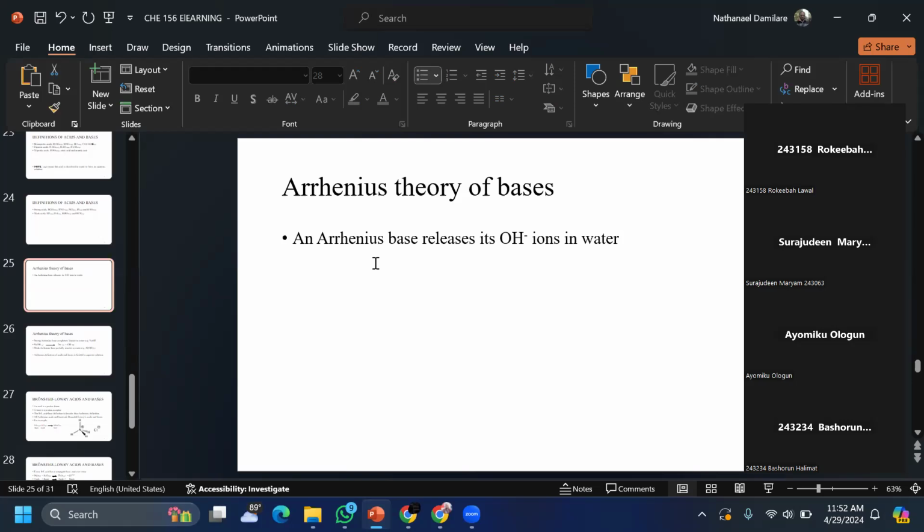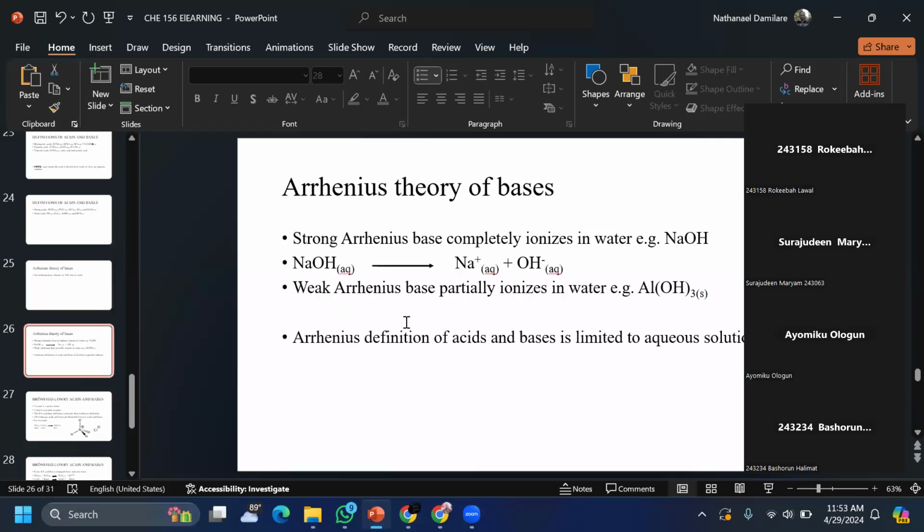Now that we know the Arrhenius theory of an acid, what is an Arrhenius base? An Arrhenius base produces hydroxide ion when it dissolves in water. An example is sodium hydroxide, potassium hydroxide. Based on that, we can easily see that an Arrhenius acid releases hydrogen ion or hydronium ion in solution, and an Arrhenius base releases hydroxide ion in solution.